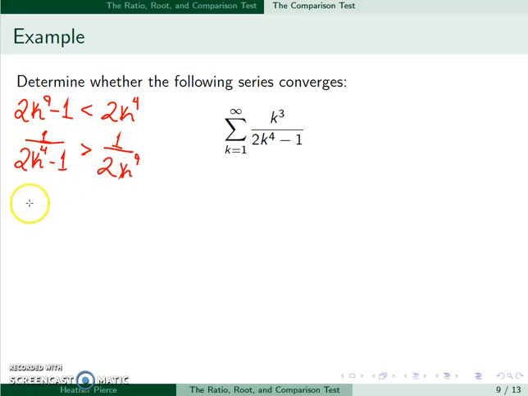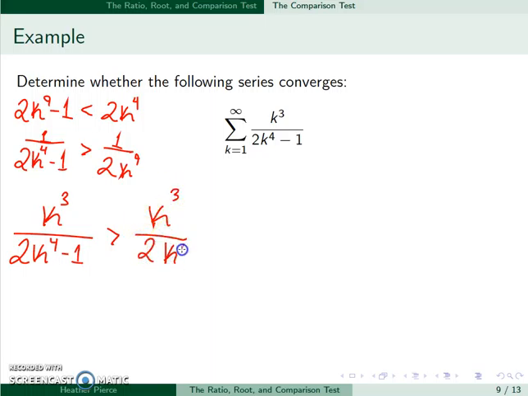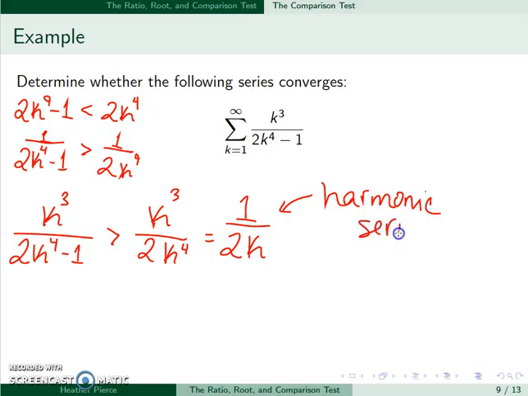the fourth. Multiplying both sides by k cubed gives me that k cubed over 2k to the fourth minus 1 is greater than k cubed over 2k to the fourth, which we can see is the same thing as 1 over 2k. And this looks an awful lot like the harmonic series, which we know diverges. So we have something bigger than something that diverges. So it will also diverge.